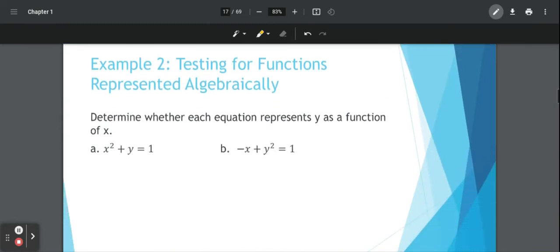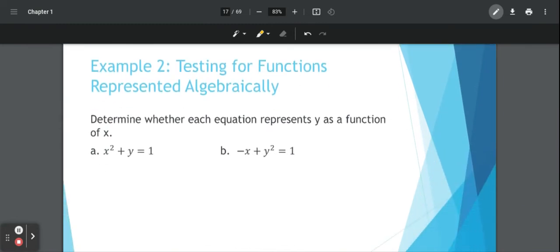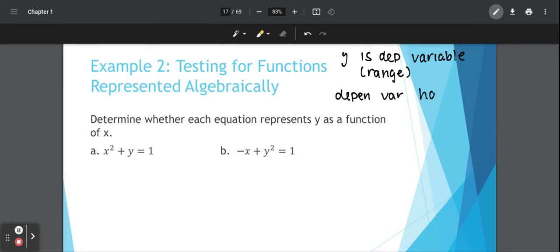Now, if we're given equations and we're asked to determine if the equation represents a function, there are a couple of little shortcuts that you can look at. In this case, we would consider y to be our dependent variable, or your range. If your dependent variable has an odd degree, like 1, 3, 5, 7, then it will represent a function.